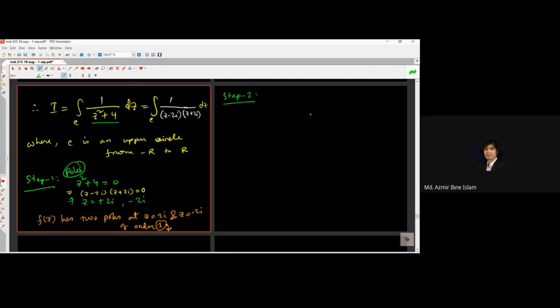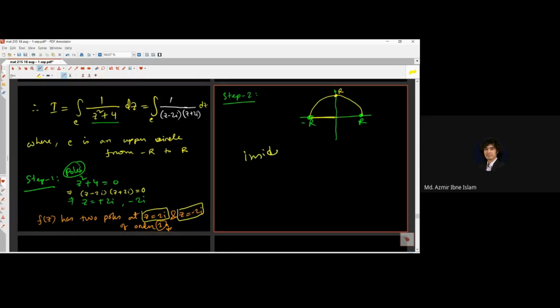Now think about the upper circle, from negative r to positive r. In the Argand diagram, we are drawing a circle from negative r to positive r, of radius r. Now we have 2 points, z equal to 2i and z equal to negative 2i. We have to check which poles are inside and which are outside. Can you understand the difference between inside and on? Inside means this part, on means on the boundary line. If the pole is on the boundary, then we also have to find the residue.